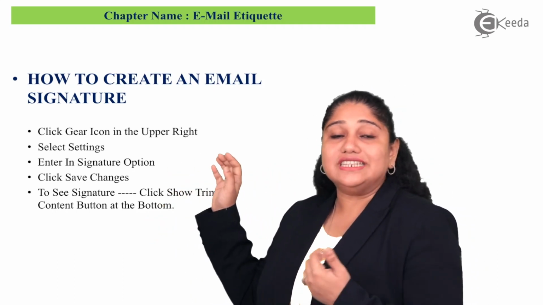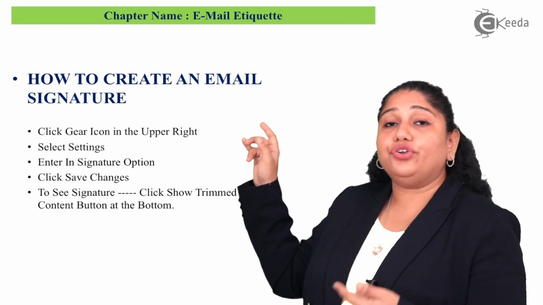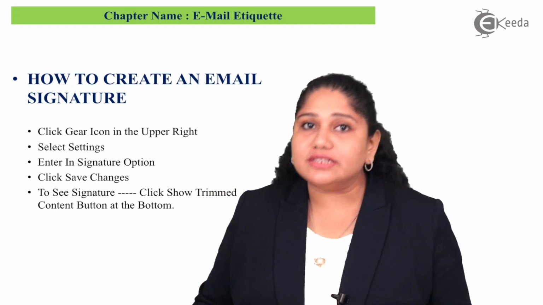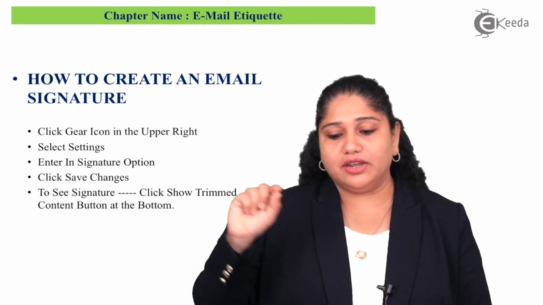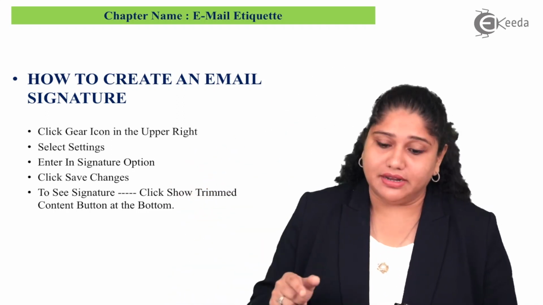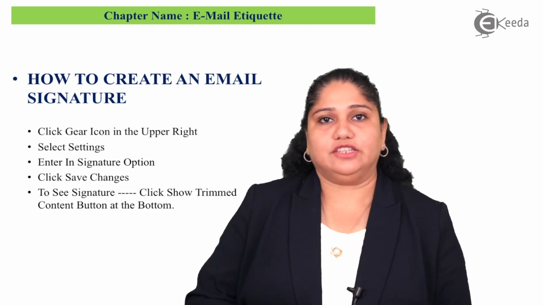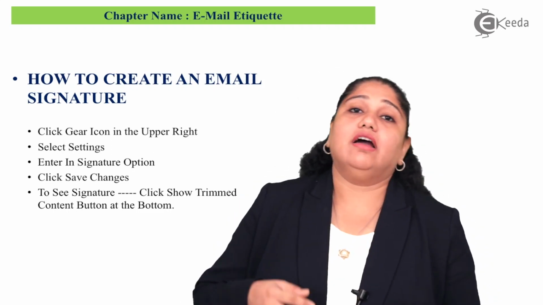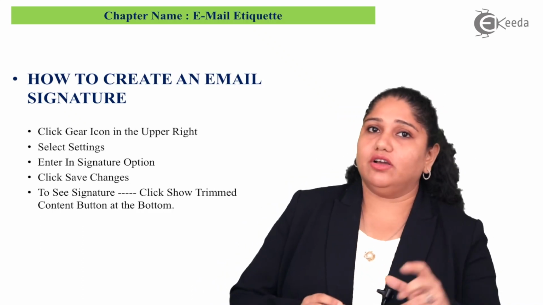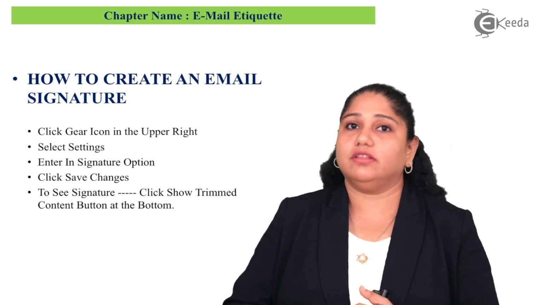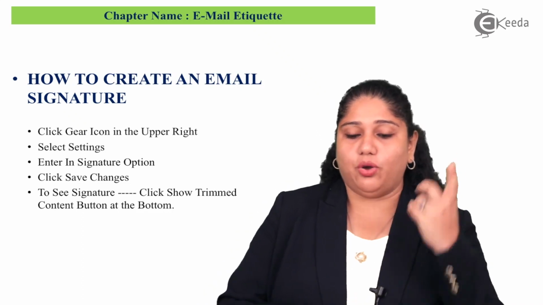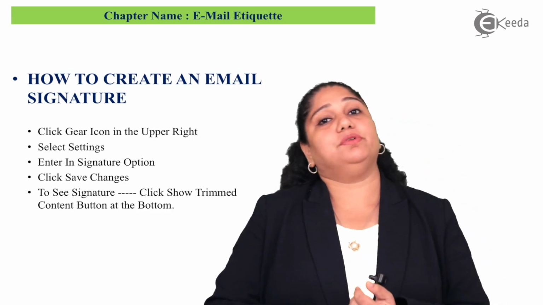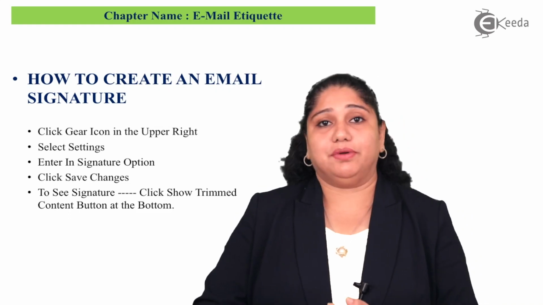To see the signature in Gmail, click the show trimmed content button at the bottom of your message. So if you want to see what signature has been put up, you can click the show trimmed content button, which is at the bottom of your message. Now this will help you to create a signature of your own, and you can type whatever you want in the signature box, keeping certain points in your mind, and you can have a wonderful signature which people would like, and appreciate you and look at you in that particular way.